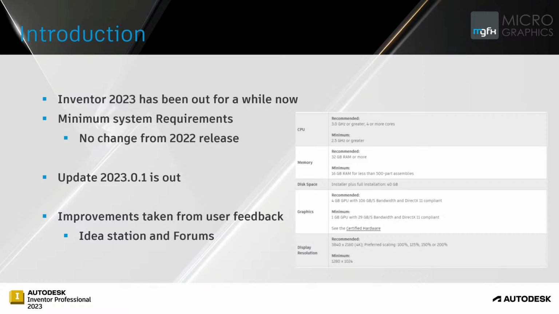The latest update as of this webinar is 2023.0.1, and that should fix a few things. You can find a change log of what was changed in that particular update either on your Autodesk account or on the Autodesk site. You'll find that in Inventor 2023 a lot of the improvements have been taken from user feedback, mainly the Idea Station and Autodesk forums. If you are not currently active on those platforms, please go ahead, as you can see that Autodesk do indeed listen, and they do take your queries and your feedback and your ideas.